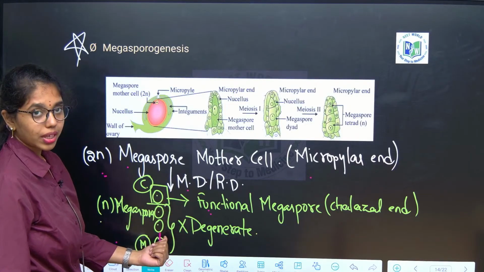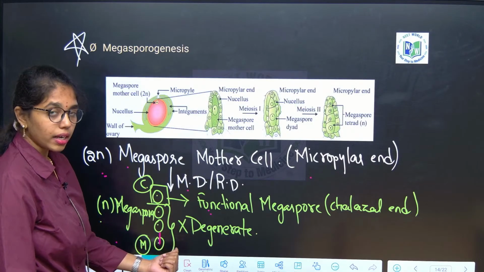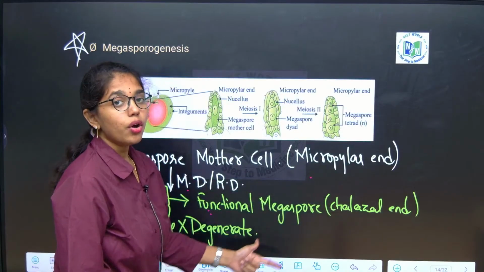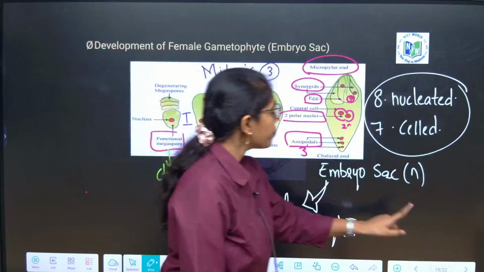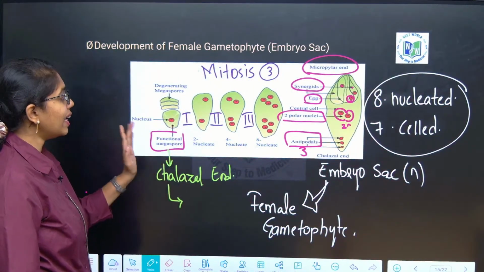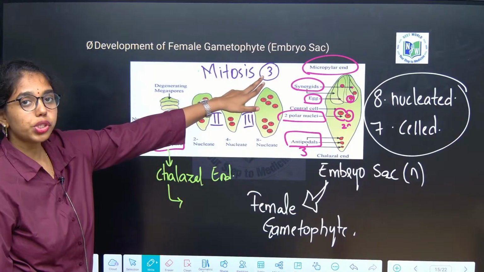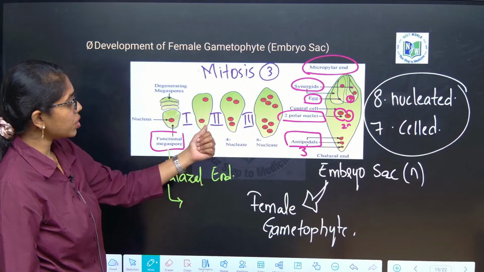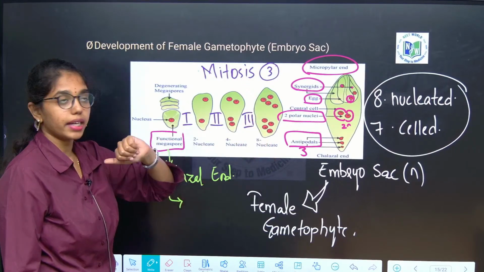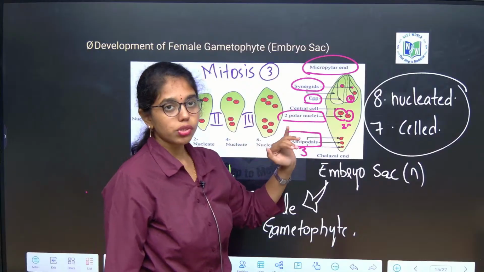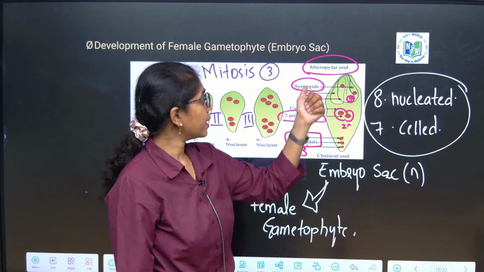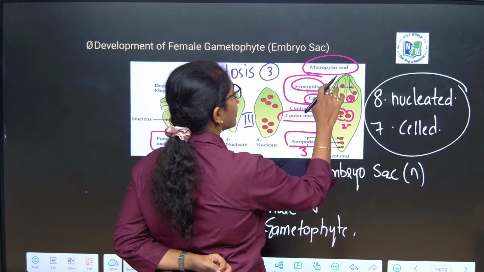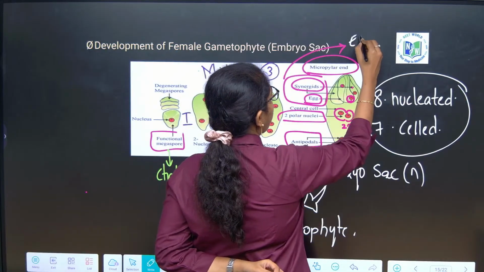3 haploid megaspores at the micropylar end will degenerate, and 1 haploid megaspore towards the chalazial end will be the functional megaspore. This functional megaspore will undergo 3 sequential mitotic divisions. After the first division, 2 nucleate condition forms, second 4, third 8 nucleated condition. At the micropylar end, synergids and egg cell are there, and together you call them the egg apparatus.